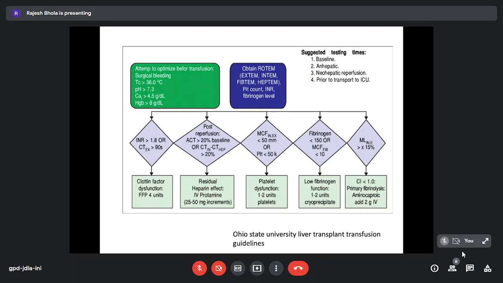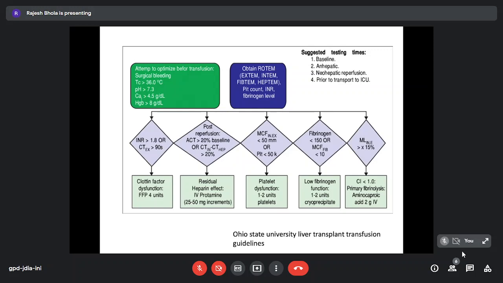Look into the clotting time. Clotting time indicates your coagulation factor deficiencies, and if it is prolonged, more than 90 seconds in EXTEM, you have to give clotting factors as a replacement during a liver transplant. Look into the clot formation time or the maximum amplitude. That indicates your fibrinogen and platelet. Whenever the maximum amplitude is reduced, or the clot formation time is prolonged, or the alpha angle is reduced, for example maximum clot firmness less than 50 mm, it can be because of fibrinogen deficiency or platelet deficiency.